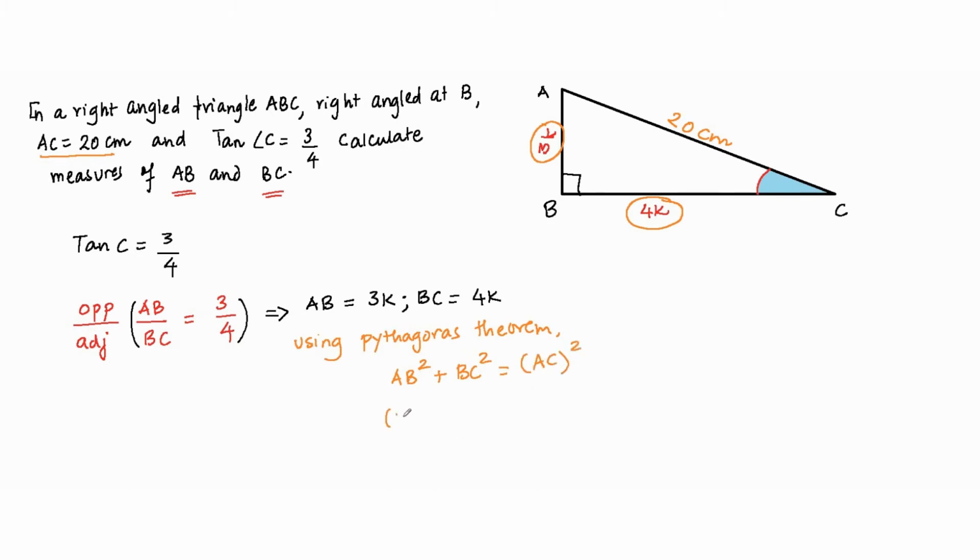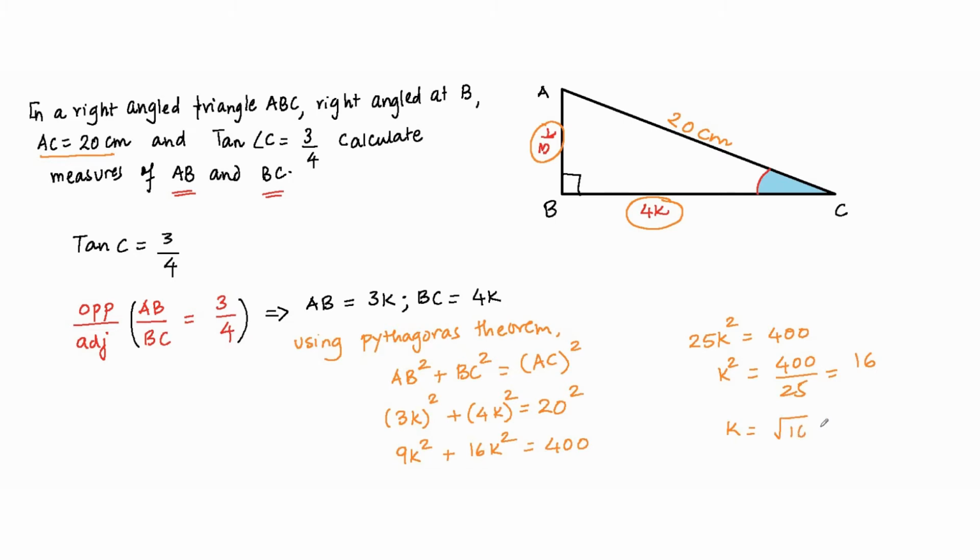Now what is AB square? AB square is 3K the whole square plus BC square is 4K the whole square, which is going to be AC square, which is 20 square. So quickly squaring sides, we get 9K square plus 16K square is equal to 400, which means 25K square is going to be equal to 400. And therefore K square is 400 divided by 25. 400 divided by 25 is 16, which means K is equal to square root of 16.